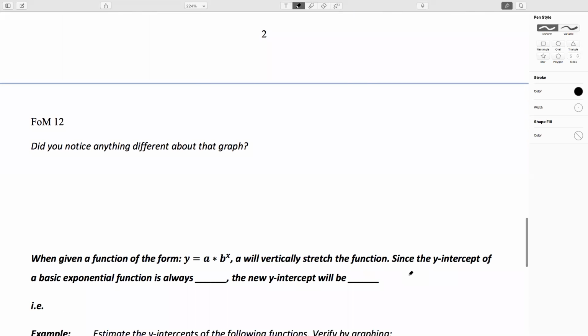Do you notice anything different about this graph? There's a few things that make this function distinct or different from what we've done. First of all, it's decreasing. It's a decreasing function. It's got a steeper decline, so it's a steeper, we could call it incline or decline. And we also have a y-intercept that is not 1.